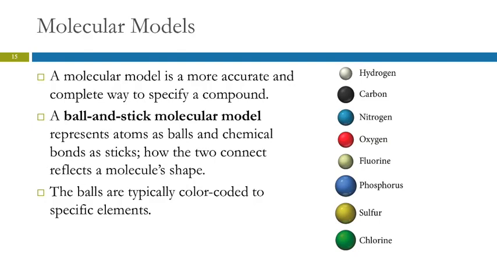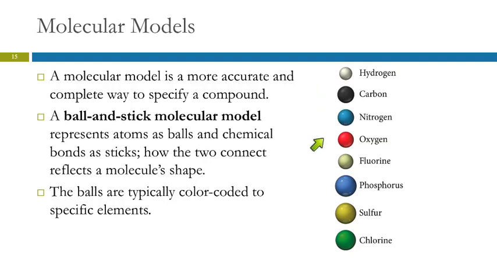We also use models, and molecular models are more accurate even than formulas because they give us a picture of the actual shape of the molecule. Ball and stick models are common. Here we use balls to represent the atoms, and the chemical bonds are represented as sticks. You may have seen model kits like this before, these little gray boxes over here. These are examples of ball and stick models. They're kind of like scientific tinker toys. They're kind of fun, actually.